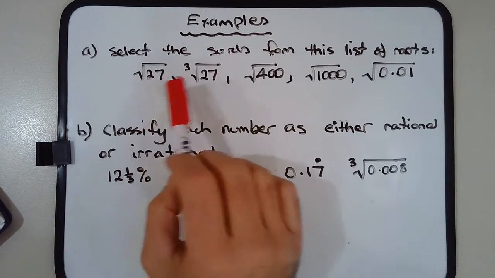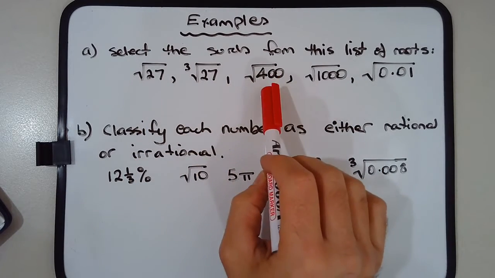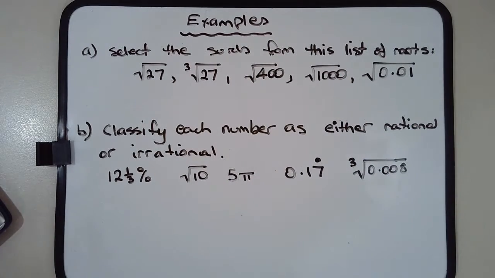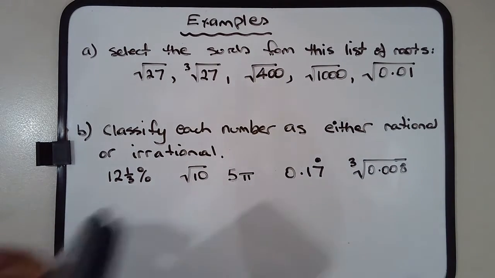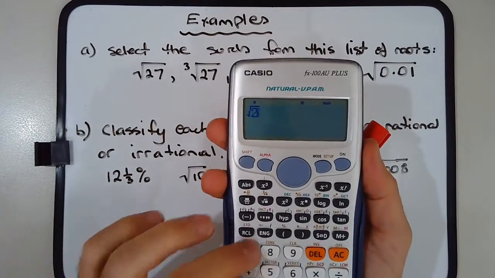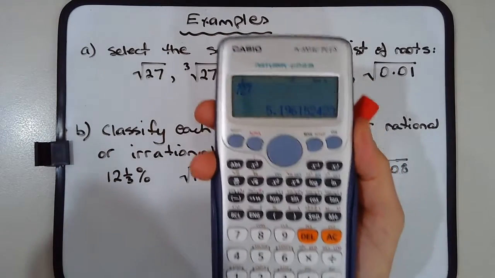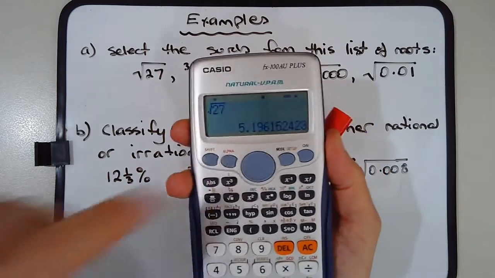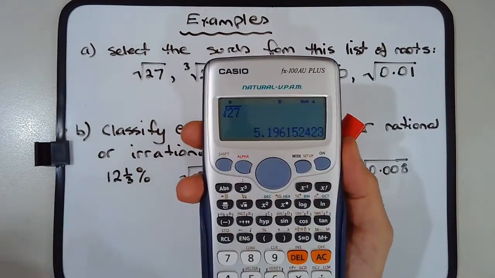So square root of 27, cube root of 27, square root of 400, square root of 1000, square root of 0.01. So what we do, grab your calculator and just enter them in. So square root of 27, what do we get? We get 5.196152423. The decimal just goes on and on. There's no pattern to it.